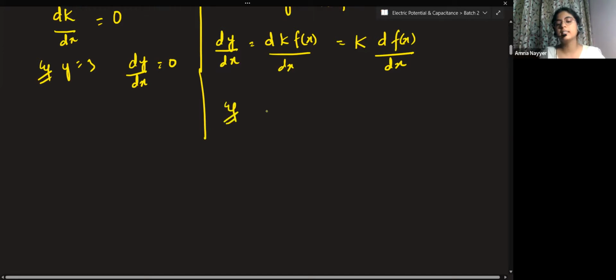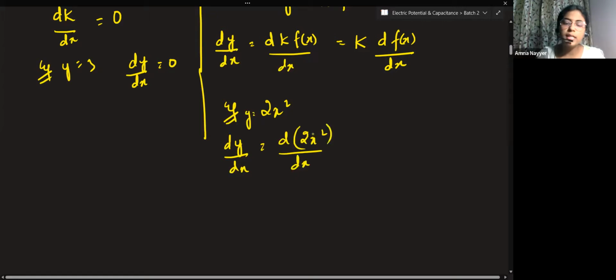Like I'll give you an example for the second case. Let's take it as 2x squared. When you differentiate, dy over dx will be d of 2x squared by dx. Now see, the constant is 2, so 2 will come out. What is left? X to the power 2. This 2 that is in the power will also come out. X will be left with power 2 minus 1, which becomes 1. So your answer is 4x.